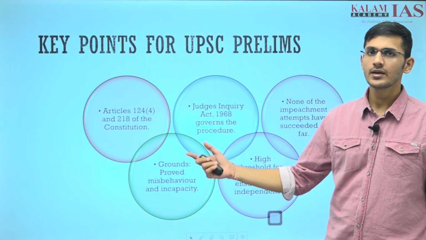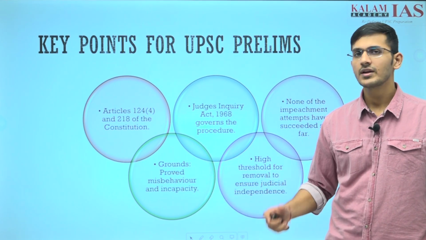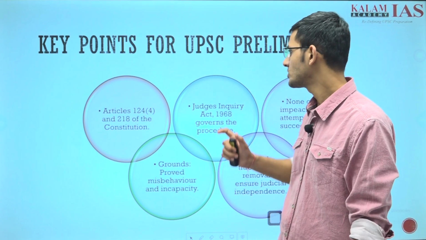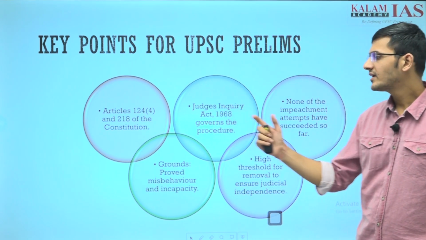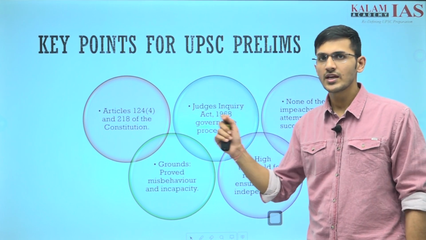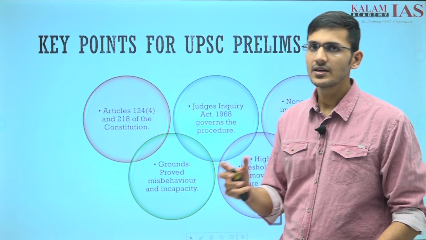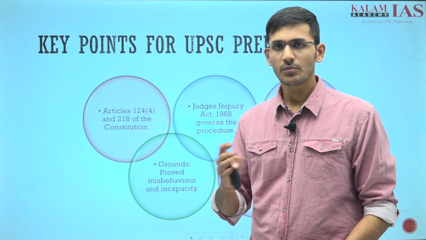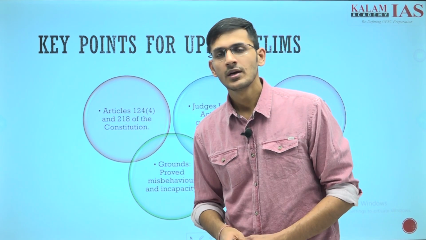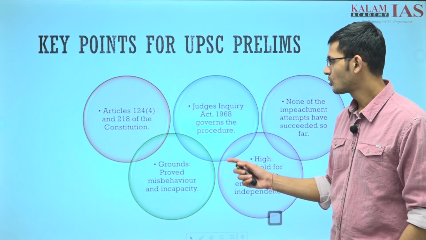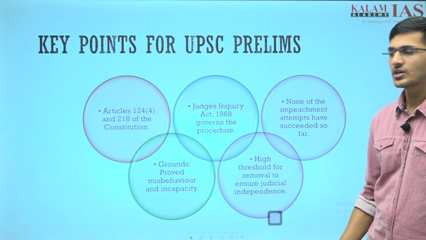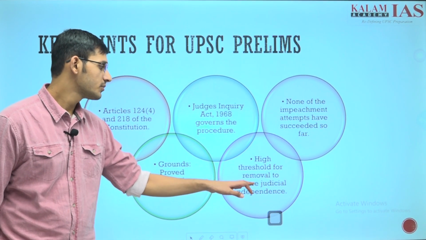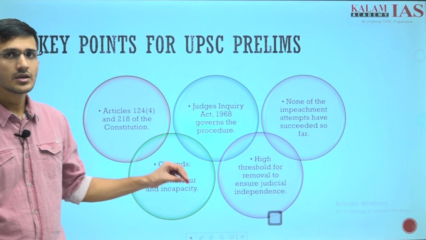Grounds provided in the Constitution are proved misbehavior and incapacity, both for Supreme Court judges as well as for High Court judges. The Judges Inquiry Act 1968 governs the procedure, as we discussed: 50 members in the Rajya Sabha, 100 members in the Lok Sabha, then going to vote, then the formation of the committee, then going to vote, and finally the signature of the President. This whole procedure is governed by the Judges Inquiry Act 1968, with a high threshold of removal to ensure judicial independence.